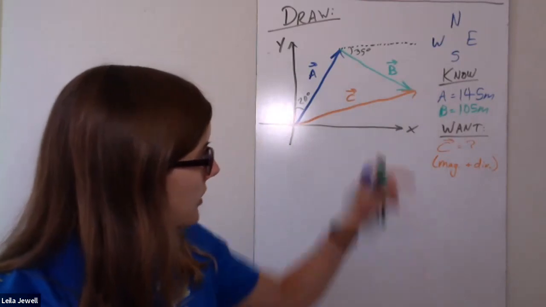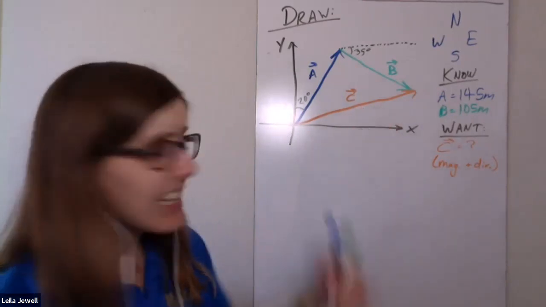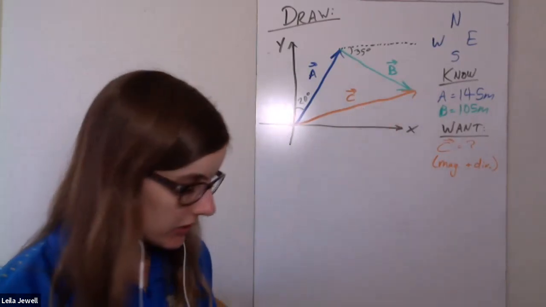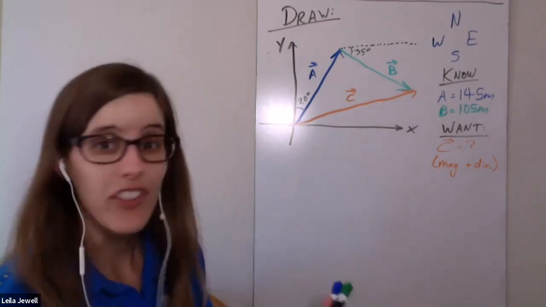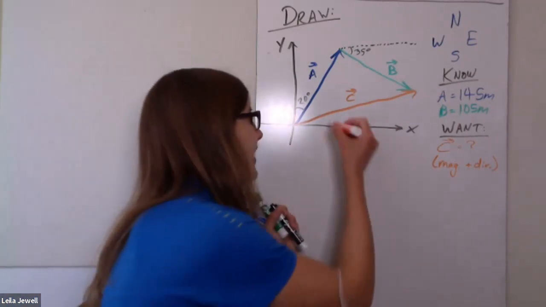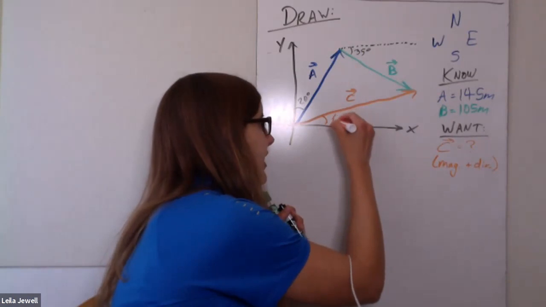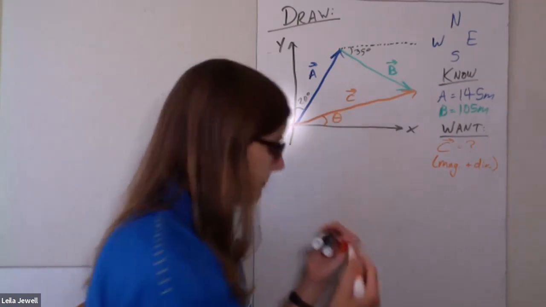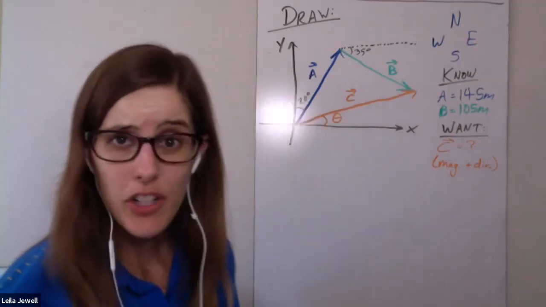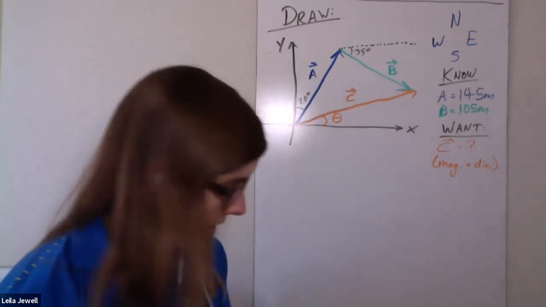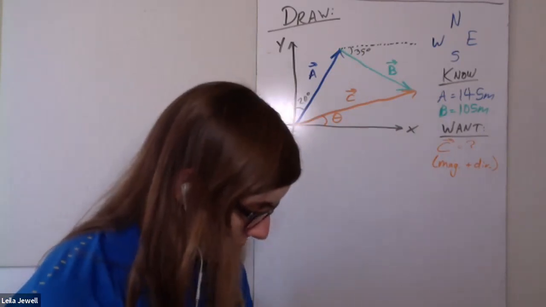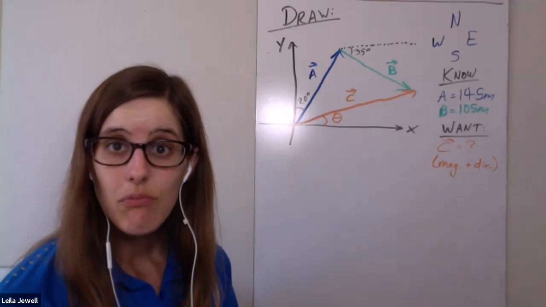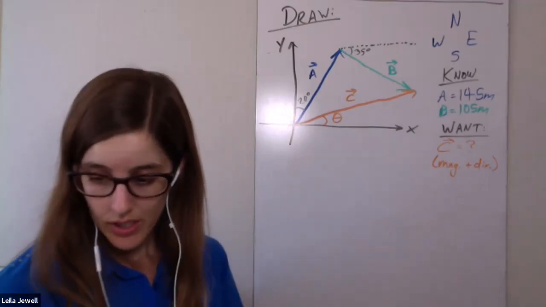But we want to find both the magnitude of this and the direction of it. And that angle, we would have to draw very accurately in order to get an accurate angle for vector C here. I don't trust my drawing skills that much. I don't know about you. Plus it says to use the component method. So let's see if we can actually do that.